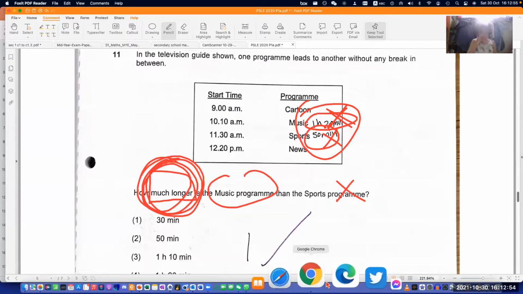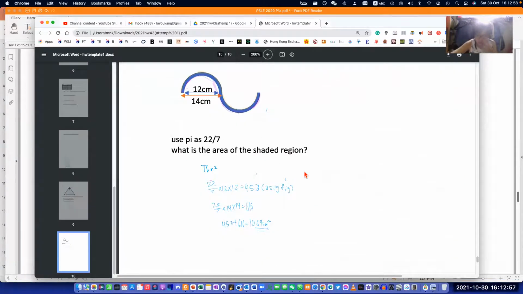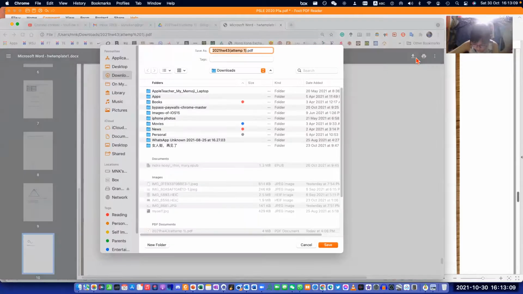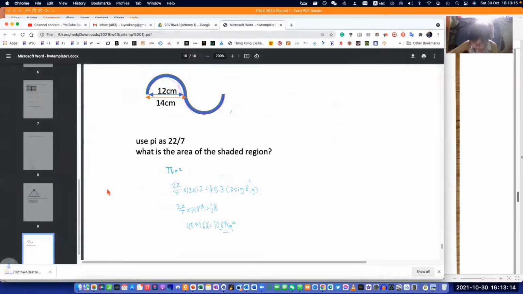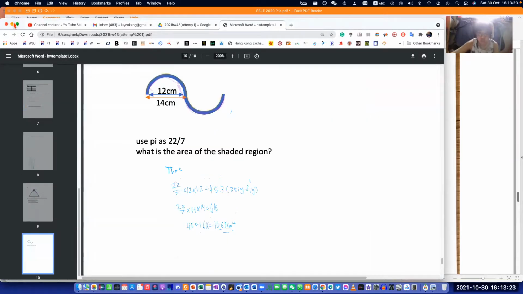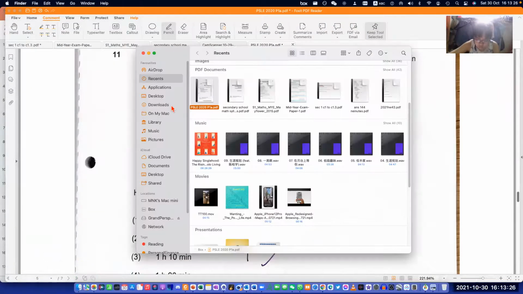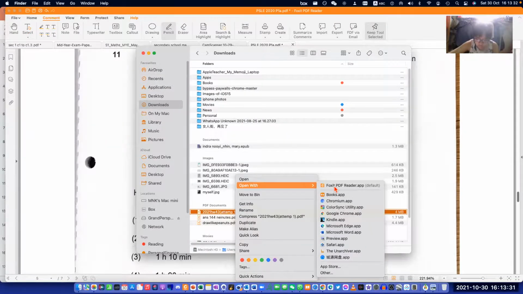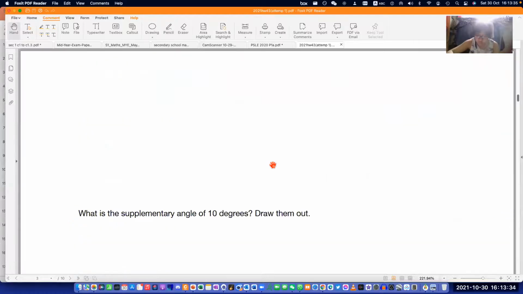Where's the... I thought I already downloaded it. Let me save it first. How come they always ask me to open here? I don't want to open here. Never mind. Okay, last one.